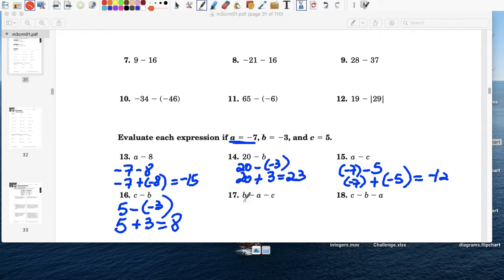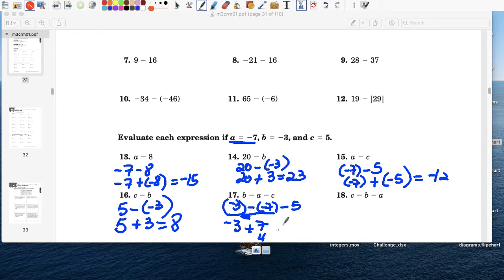Easy. B minus A minus C. So B is negative 3, put in parentheses, minus A, which is negative 7, put in parentheses, and minus C, which is positive. Let's do these two first. Negative 3 plus, right? Subtraction becomes addition, and negative 7 becomes 7. So negative 3 plus 7, who wins, the positives, right? Are they friends? No, so it becomes 4.